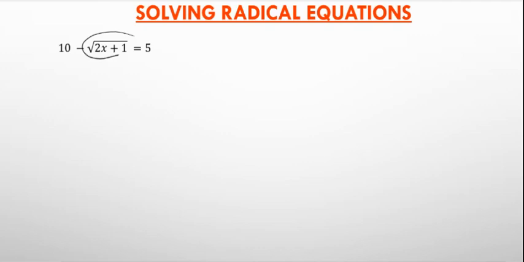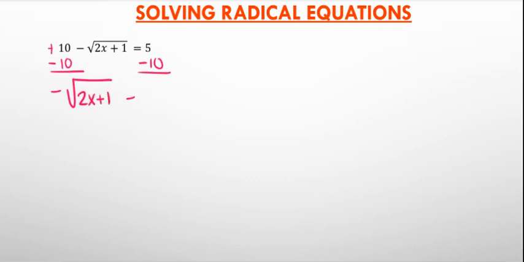So this whole piece contains the radical. So we're going to look to see, well, what's least attached, which is the 10. So I'm going to start by moving the 10. It is a positive 10. So I'm going to start by subtracting 10 on both sides. And it leaves us with negative radical 2x plus 1 equals negative 5.